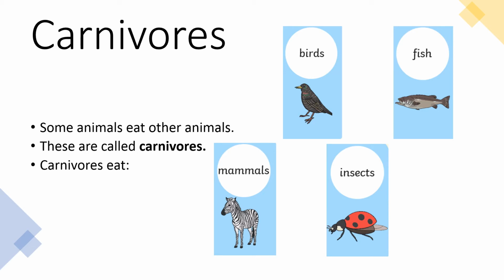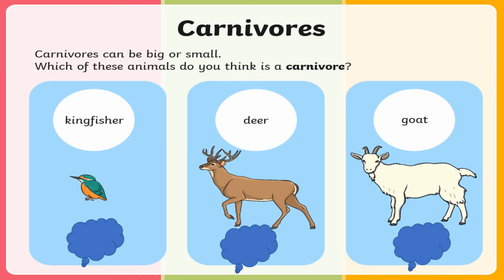First, we're going to have a closer look at carnivores. Some animals eat other animals to survive. These are called carnivores. You may have heard people say, carnivores eat meat. This is from other animals, birds, fish, mammals and insects. Carnivores can be big or small.